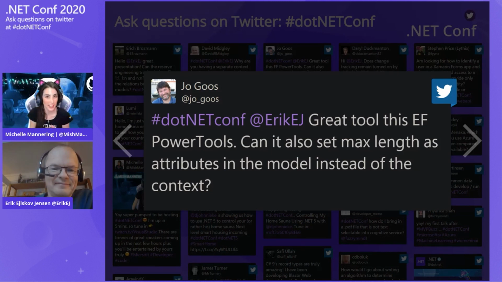With EF Power Tools, can it set max length as attributes in the model instead of the context? Yes, that's what I actually showed as the last part of my demo, that you can opt in to use data annotations instead of the Fluent API, and then the data annotations will actually appear in the entity class, the POCO class, instead of in the DbContext file.